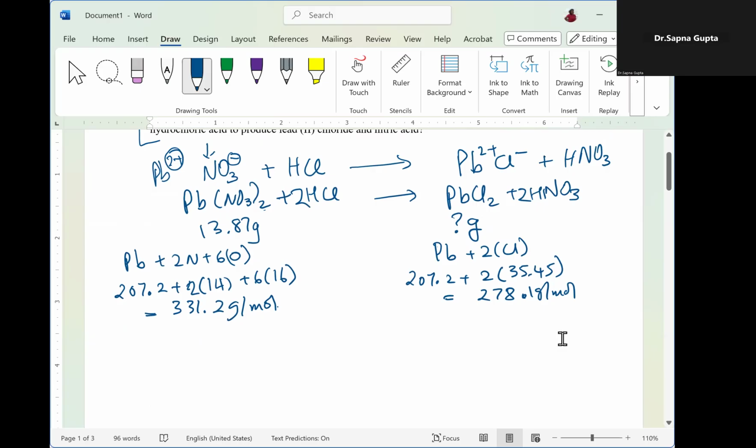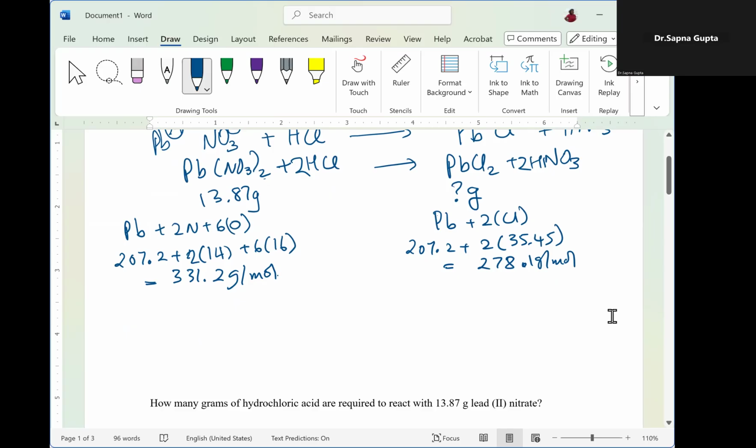Okay, so I'm not going to do the long setup for stoichiometry here. I'm going to show you how to do this in a little bit shorter way, which I was trying to show you in class the other day. So here is what we are going to do: we're going to start from 13.87 grams. There is no other way to do this. So 13.87 grams.